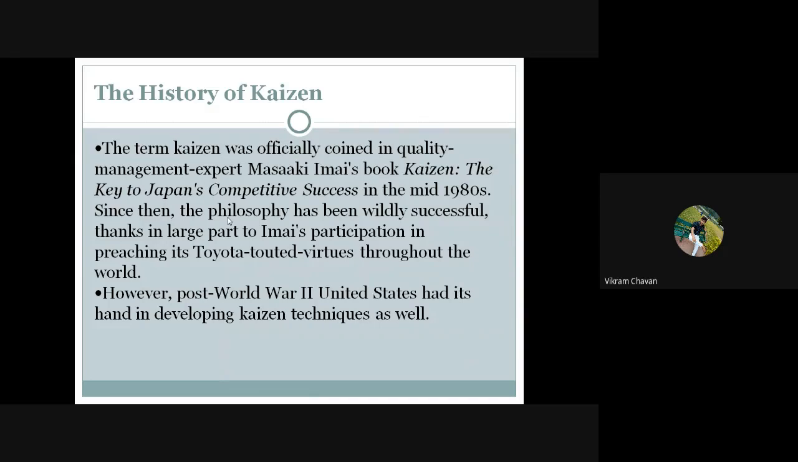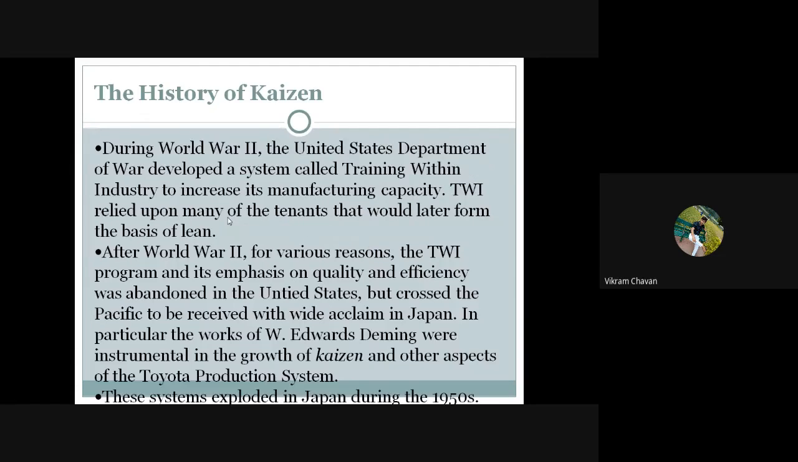However, post World War II, the United States had its hands in developing Kaizen techniques as well. Full stop. Okay, no need to write.